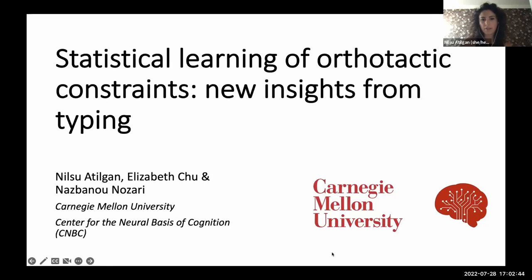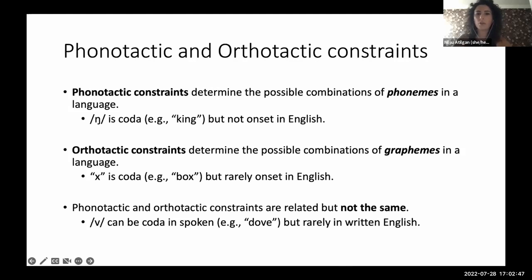Very brief background on phonotactics and orthotactics. Phonotactic constraints determine the possible combinations of phonemes in a language. An example would be that the n sound is a coda in English, like in the word king, but never the onset. Of course, it could be different for different languages. Orthotactic constraints determine the possible combinations of graphemes in a language. Another example from written English would be that X is usually the coda, like in the word box, but rarely the onset.